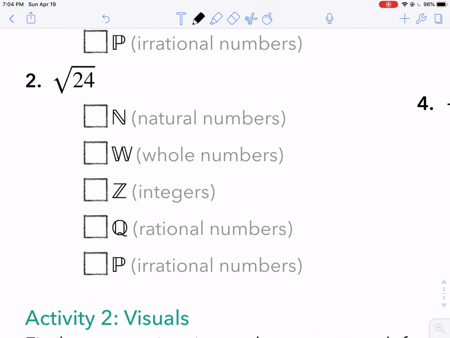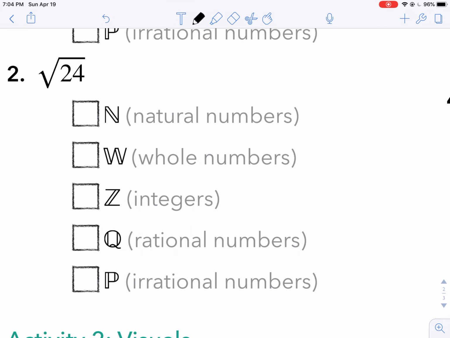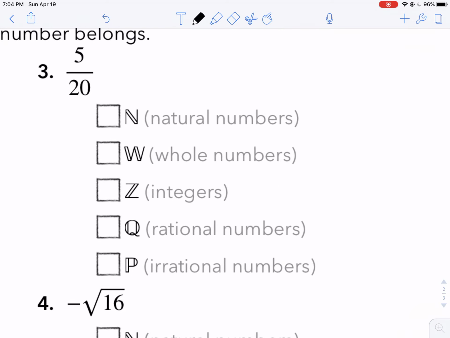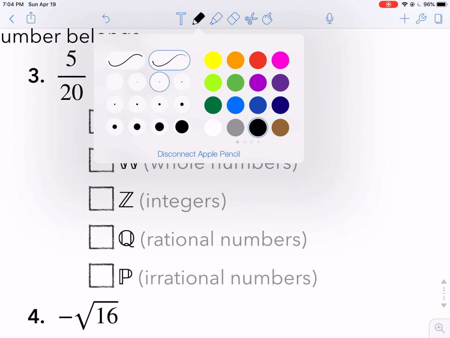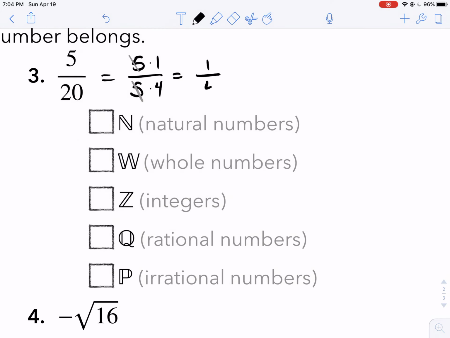Let's look at the square root of 24. The square root of 24 cannot be written as a fraction. Therefore, it is just plain old irrational. Let's look at 5/20. Oh, yuck. First of all, we can simplify that. How do we simplify 5/20? Well, 5 is equal to 5 times 1, and 20 is equal to 5 times 4. So these 5s are going to cancel out, giving us 1/4.